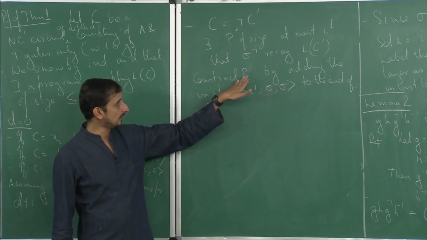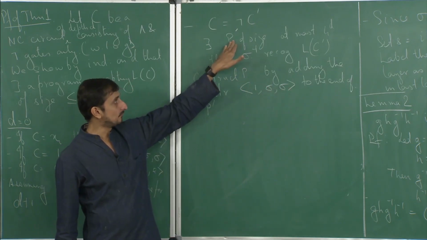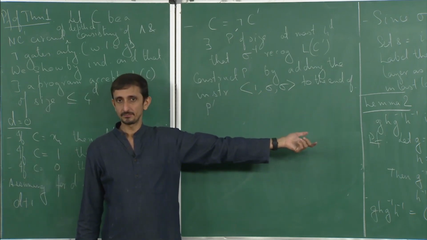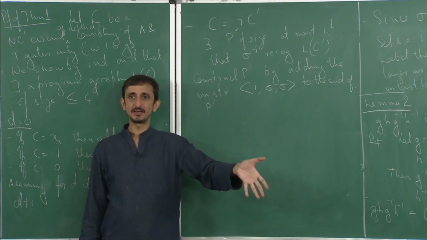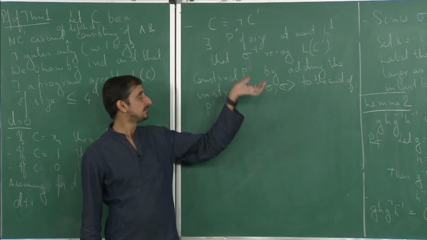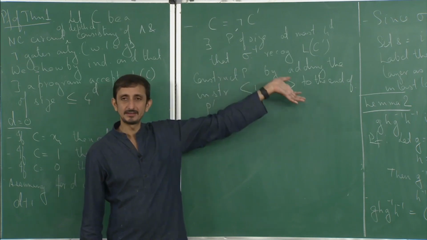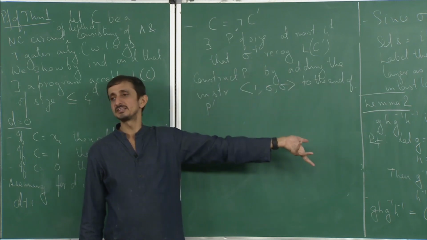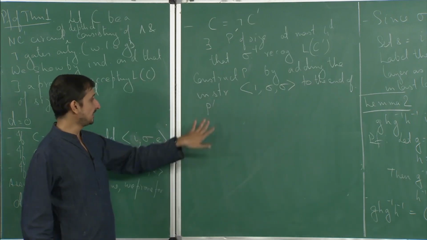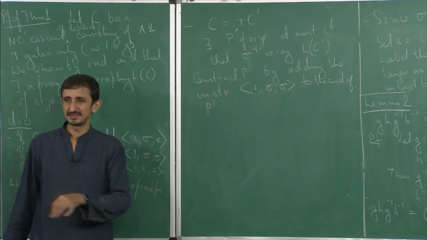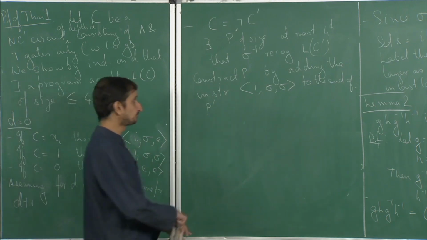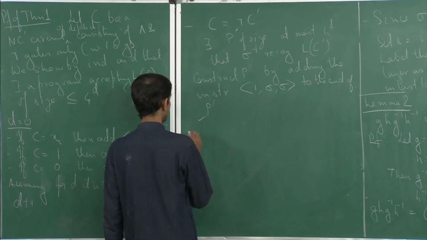So, now if P prime was outputting sigma, this would output E. That is, if P prime was accepting an input, then P would reject it, and if P prime was outputting E, that is, it was rejecting, this would output sigma. So, accept becomes reject and reject becomes accept, and what is the size? The size increases by just 1, so it is anyway bounded by 4 to the power D plus 1. Okay, so this is the easy part.